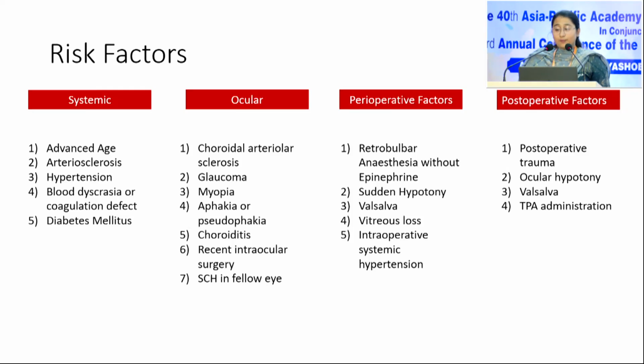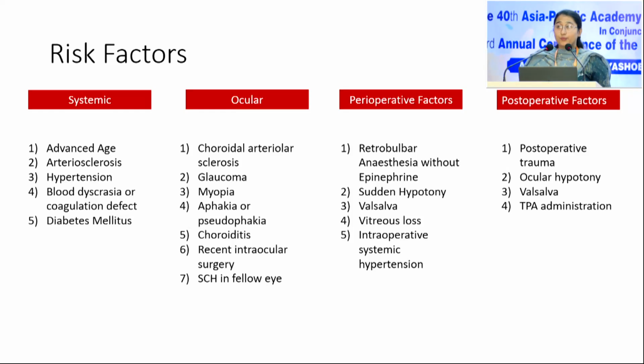When I talk about perioperative factors, studies have shown retrobulbar anesthesia without epinephrine is a risk factor for development of suprachoroidal hemorrhage. Others are sudden hypotony, Valsalva, or the patient coughing or straining during surgery, trying to squeeze his eyelids. A complicated surgery in which vitreous loss has occurred is also a risk factor, as well as any intraoperative systemic hypertension.